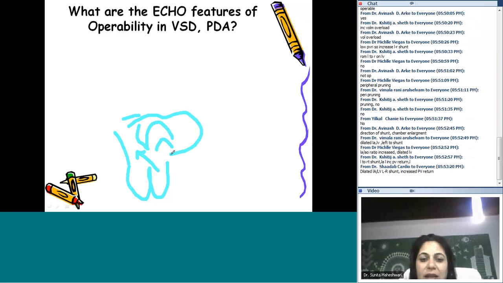So your next statement can be pulmonary venous return increased and LA and LV dilated. When you have a dilated LA and LV, that suggests operability, in the absence of mitral regurgitation or LV dysfunction. You always have to qualify. So when you ask echo features: VSD going predominantly left to right, increased pulmonary venous return, and LA and LV dilated in the absence of MR and LV dysfunction. Is that clear? These are the main features of operability.